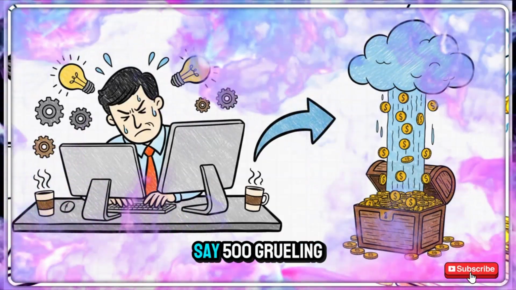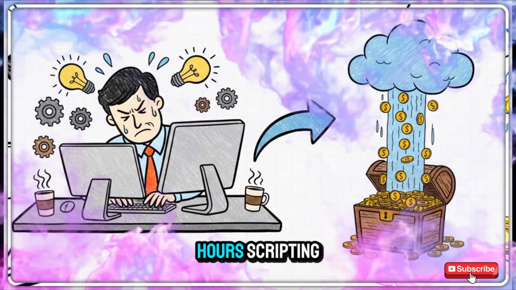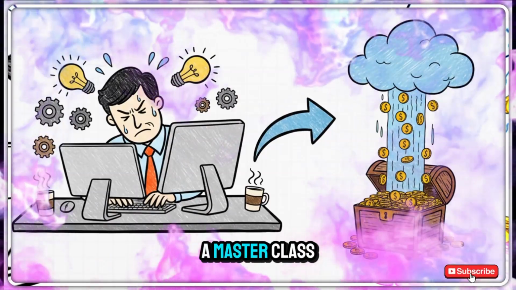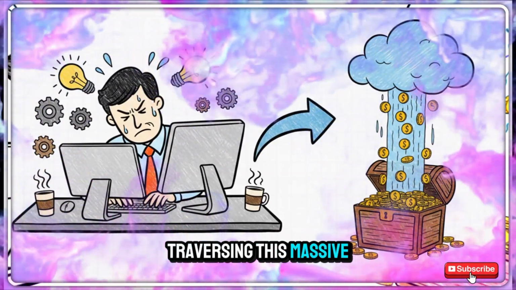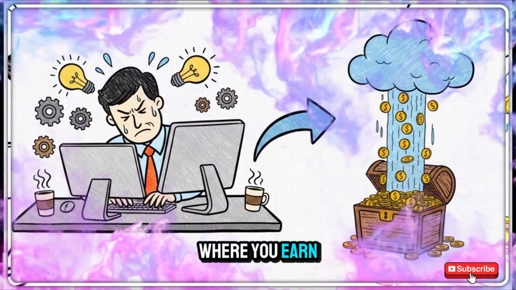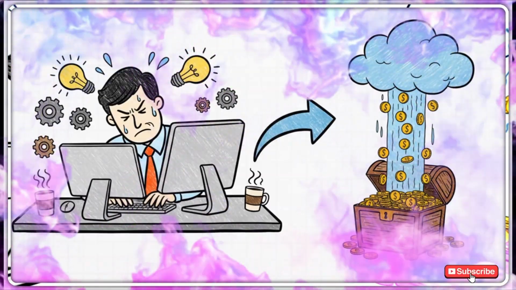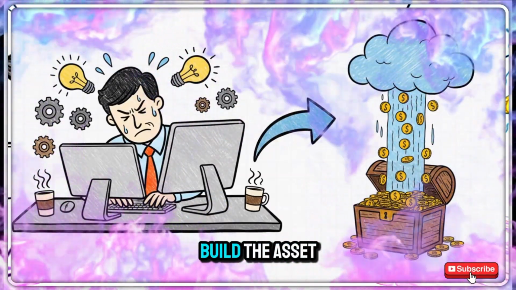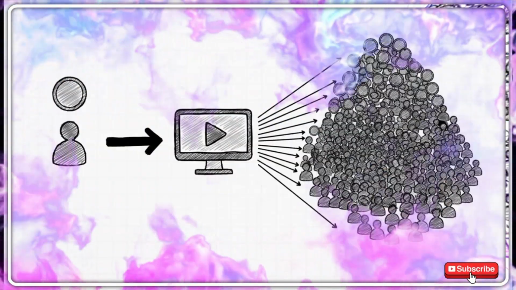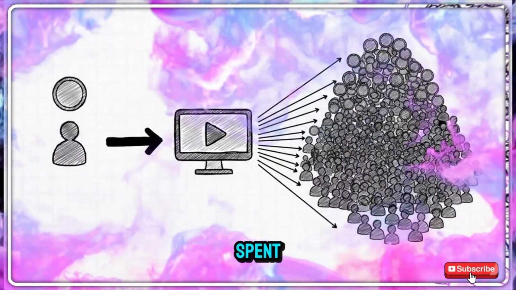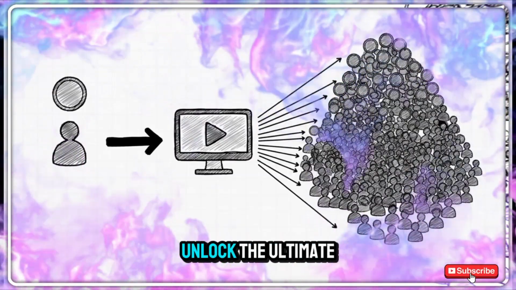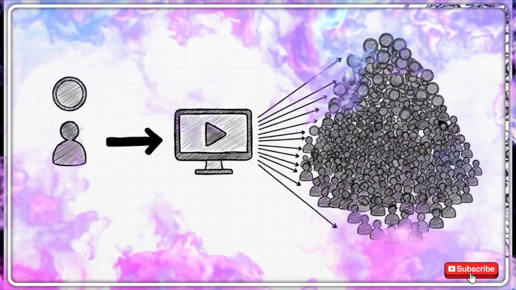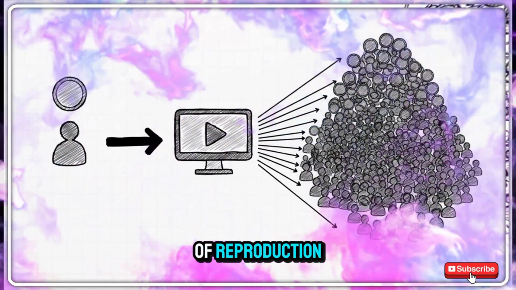You might spend, say, 500 grueling hours scripting, recording, and editing a masterclass, traversing this massive valley of despair where you earn absolutely $0. You are taking on the risk of your own uncompensated labor to build the asset from scratch. But once that initial labor is spent, oh man, you unlock the ultimate leverage: zero marginal cost of reproduction.